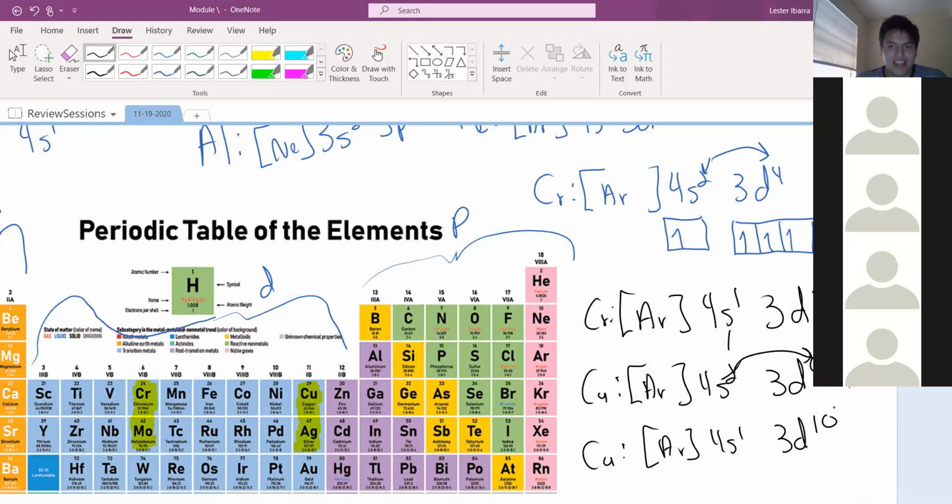Wait, what element is this for? This is copper. Oh, okay.